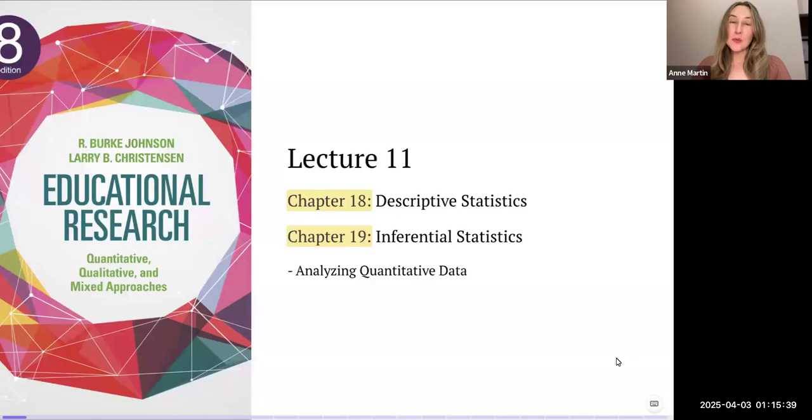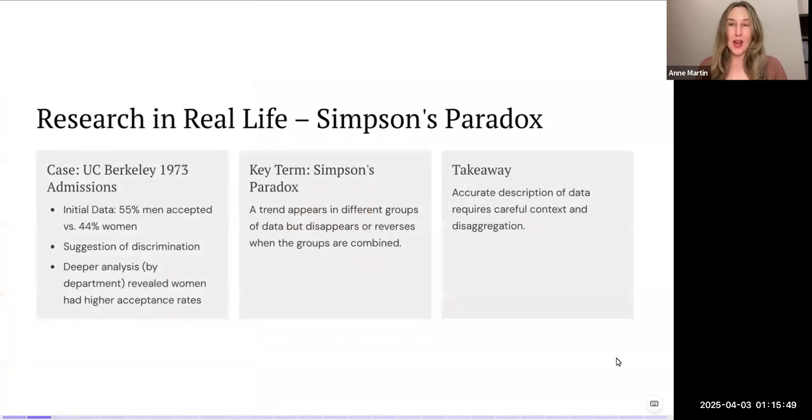Today we are going to be discussing quantitative analysis for your quantitative studies, going over chapter 18 and 19. So we will start with chapter 18.